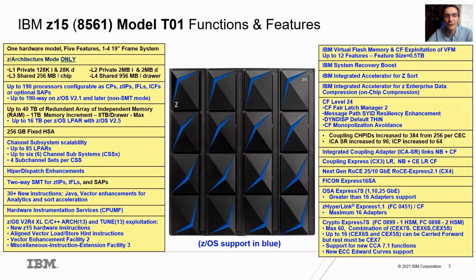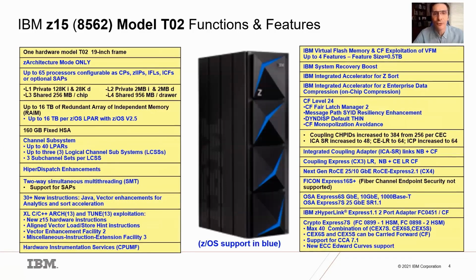On the right-hand side, you'll see a bunch of things related to some new features. We'll be talking about some of these new features on subsequent slides. But just as a quick summary, system recovery boost, on-chip compression for EDC, a new CF level with some new capabilities in that space, as well as many new cards that go hand in hand with the Z15, such as coupling link cards, a new generation of Rocky cards, FICON, OSA Express, Hyperlink, and finally Crypto Express.